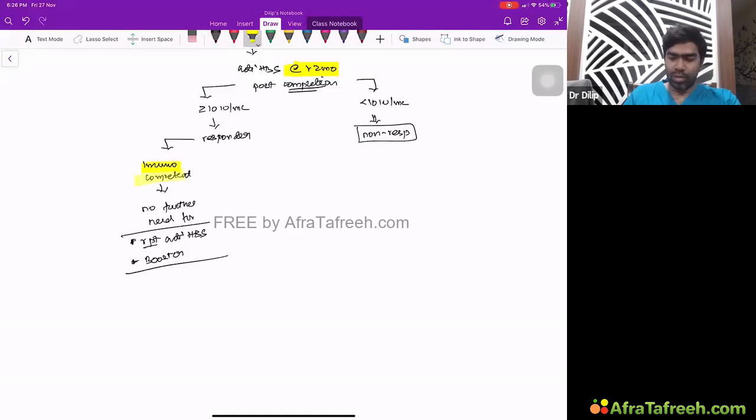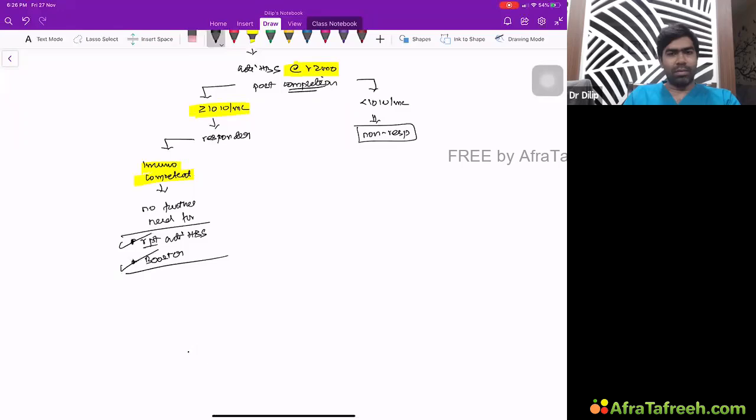Suppose the patient is an immunocompetent individual. Once you know anti-HBs is more than 10 at any point in their lifetime, there is no need to check anti-HBs again. There is no need for a booster. But many individuals do ask me that initially it was more than 10, but later on, if they check after maybe 5 years or 10 years, it has become less than 10. Do I need to worry?